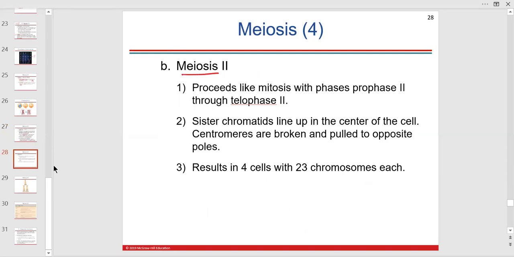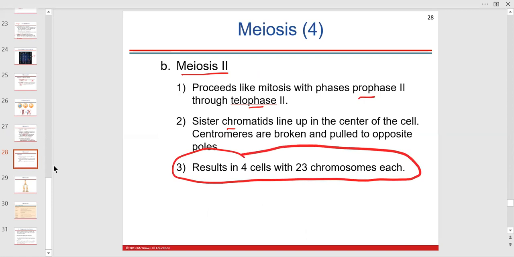So meiosis two, again, PMAT two, okay, so phases, prophase through telophase. And again, sister chromosomes line up in the center and they're pulled apart, resulting, and here's the result, in four cells that are all haploid, which is 23 chromosomes.